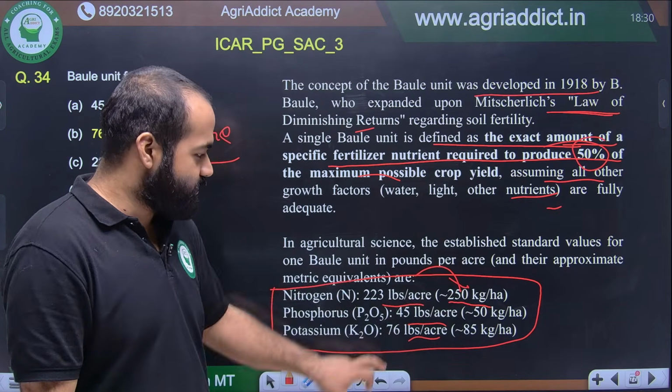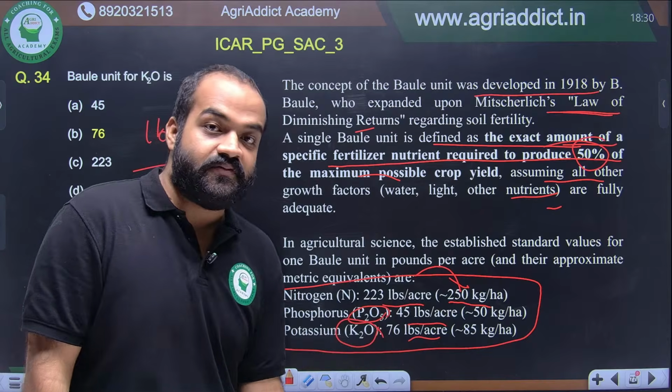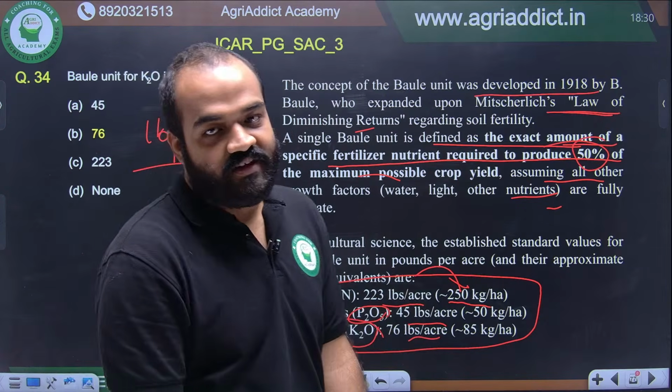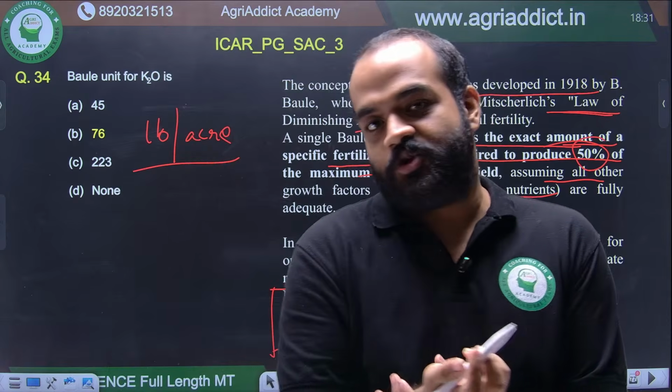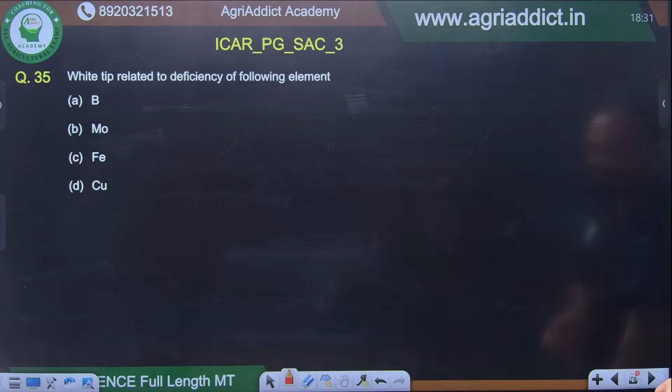And these values are for P2O5 and K2O. If it is asked specifically for K and P, then you also have to convert. You remember those values, right? 1.20 and 2.29. The factors for conversion.